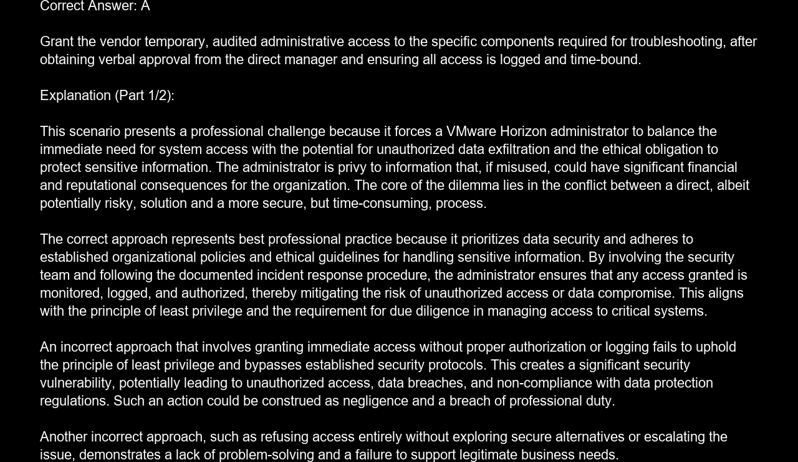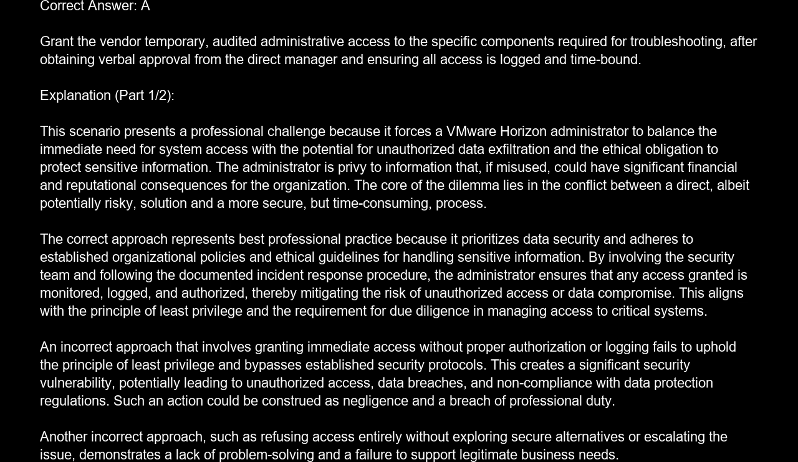Grant the vendor temporary, audited administrative access to the specific components required for troubleshooting, after obtaining verbal approval from the direct manager and ensuring all access is logged and time-bound. Explanation. This scenario presents a professional challenge because it forces a VMware Horizon administrator to balance the immediate need for system access with the potential for unauthorized data exfiltration and the ethical obligation to protect sensitive information. The administrator is privy to information that, if misused, could have significant financial and reputational consequences for the organization.